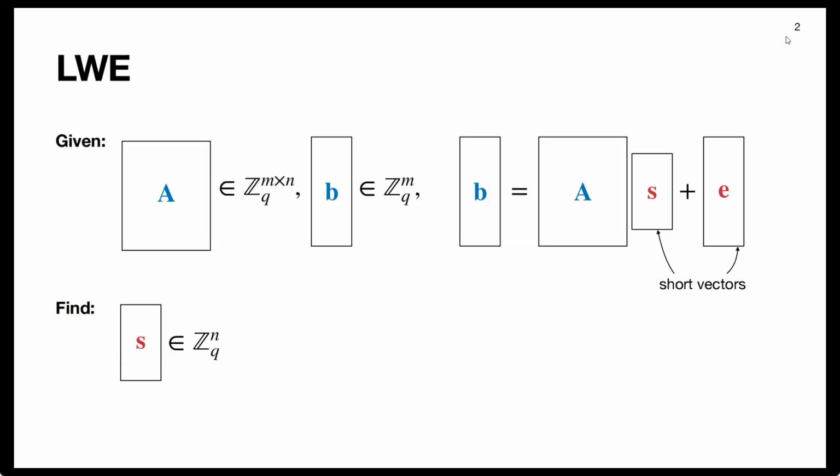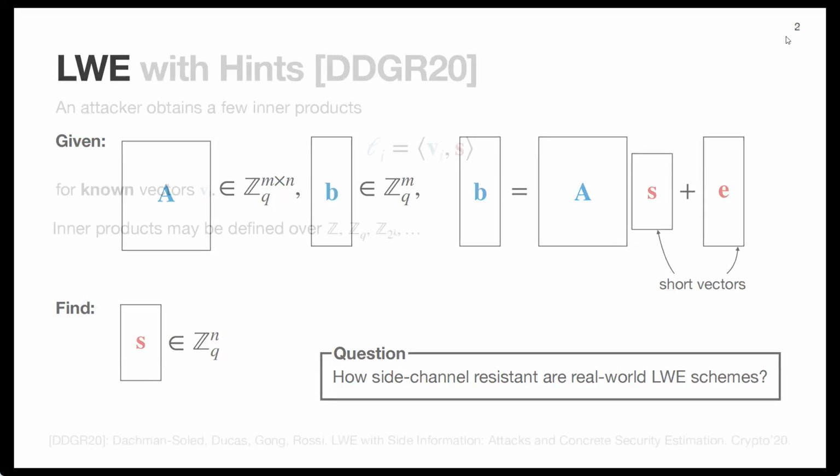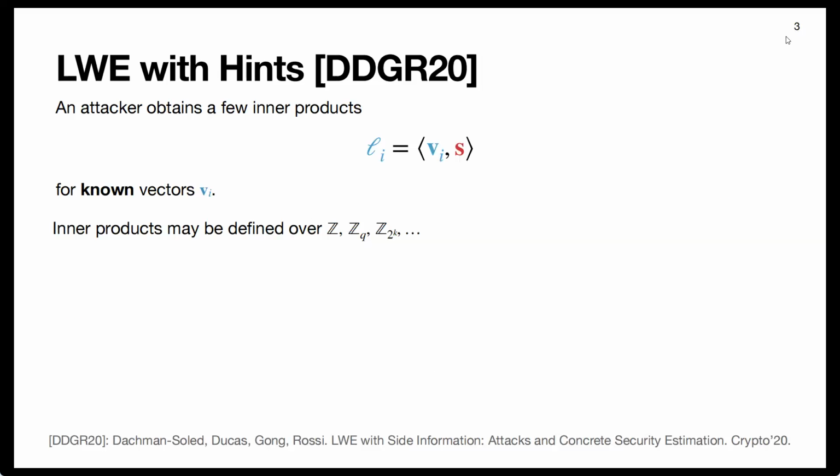Now that Kyber and Dilithium have been standardized and soon will be used in practice, it gets increasingly important to study the side channel resistance of LWE-based schemes. There has already been quite a lot of research on that question, and one particularly interesting step in that direction was from Crypto 2020 by Dachman-Soled, Ducas, Gong, and Rossi. They introduced a very general framework in which you analyze the security of LWE schemes. They called their framework LWE with hints.